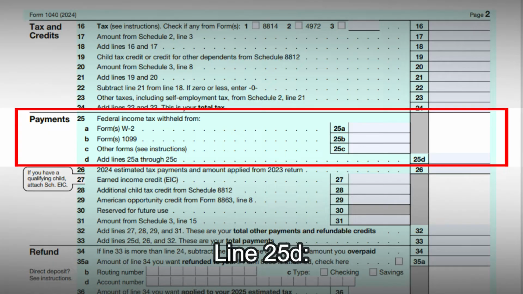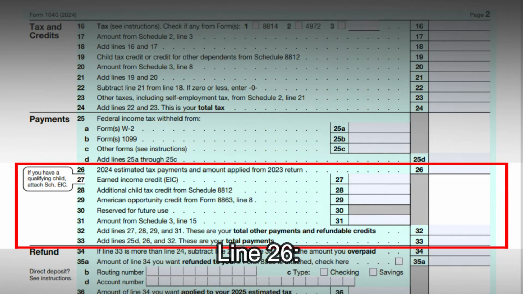Line 25D, this is the total of the amounts from lines 25A through 25C. This is your total federal income tax withholding from all sources. Line 26, the total of any estimated tax payments you made during the year, along with any amount you applied from your 2024 tax return. If you paid quarterly estimated taxes, you would include those here.